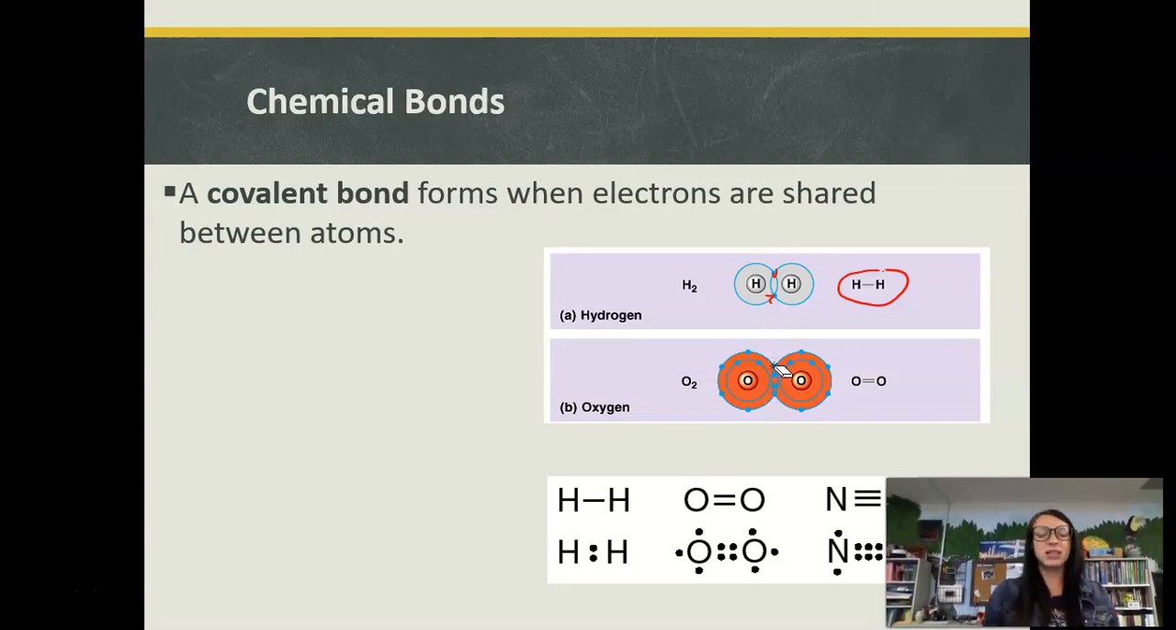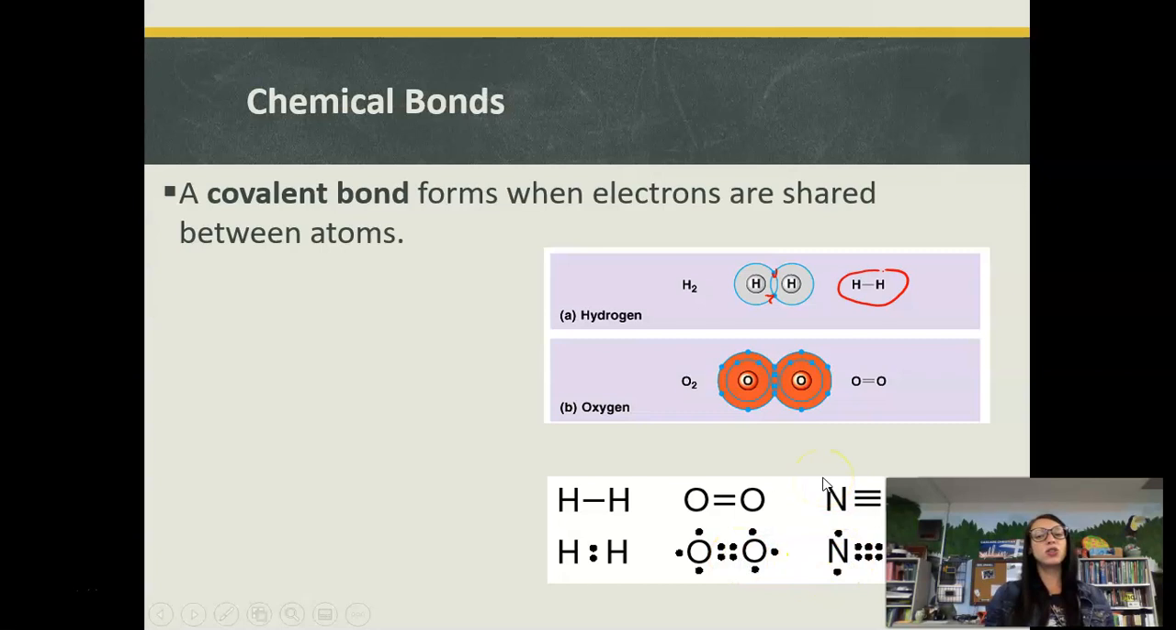Another way you can represent these bonds is by looking down here. We've got 1 dash for a single bond. This shows you how those electrons are shared. So this hydrogen is sharing 1 electron with this hydrogen. Here in the oxygen we have a double bond showing that we're sharing 2 electrons. Both oxygens are sharing 2 electrons.